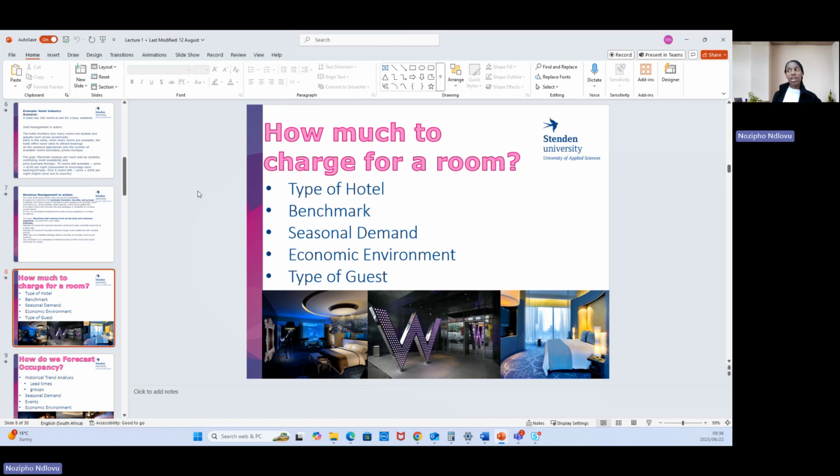So how much to charge for a room? It depends on the type of hotel that you're looking at, the benchmarking, the season. Where are we? Are we in an off season, off peak, or on peak? So we're looking at the economic environment. If you're looking at the South African economy at this point, are we in recession, depression? Are we prospering as an economy? Do people have money to play around to actually say, I can pay 10,000 for one night in a particular hotel? We're looking at the type of guest.